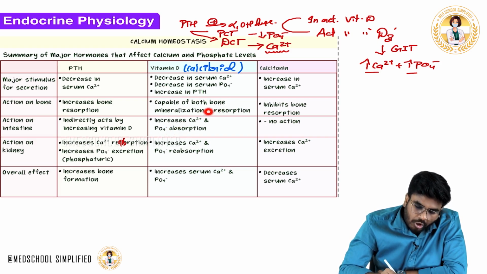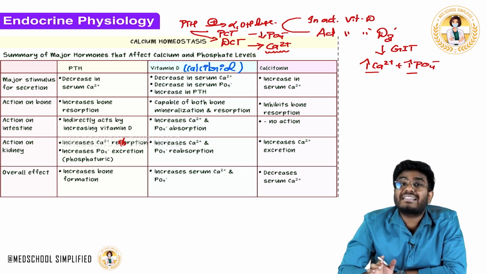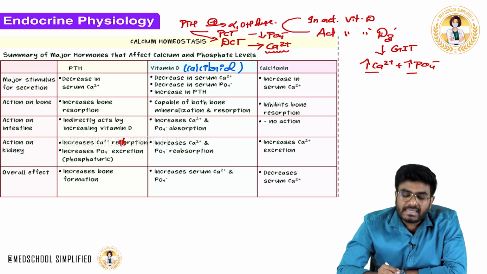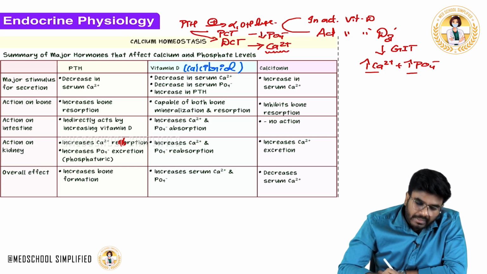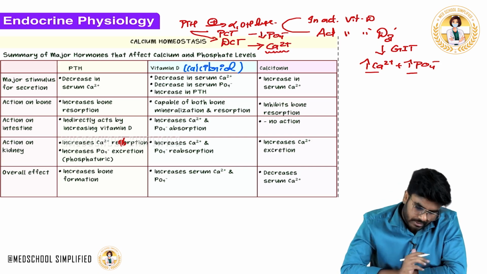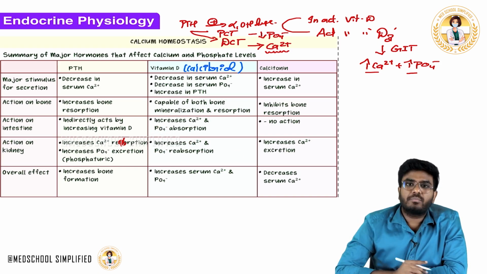On bone, vitamin D is capable of both bone formation as well as bone resorption. In bone it is resorption, in GIT it is absorption, in kidneys it is reabsorption. So what is vitamin D doing? Vitamin D does not have any partiality. Wherever it is, it absorbs both the calcium as well as phosphate, even in the intestine and even in the kidney. In the intestine, calcium and phosphate absorption; in the kidney, calcium and phosphate reabsorption.